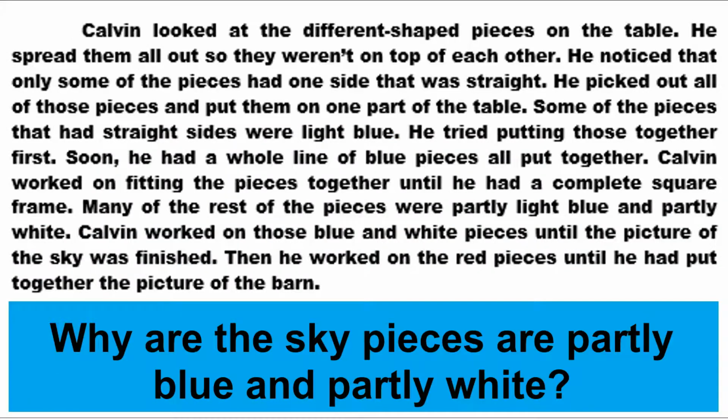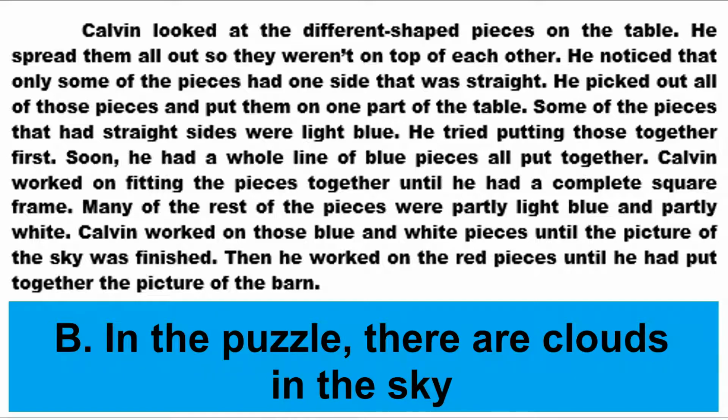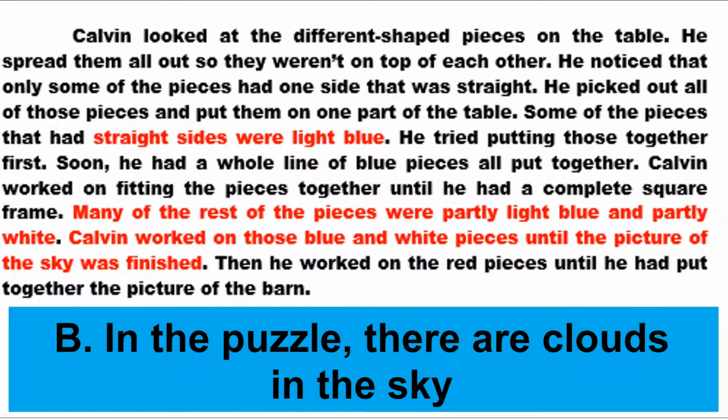Next, why are the sky pieces partly light blue and partly white? A. In the puzzle, it is nighttime. B. In the puzzle, there are clouds in the sky. C. In the puzzle, there is a barn. If you answered B, in the puzzle, there are clouds in the sky, you are again correct. The story doesn't say that there are clouds in the sky, but we know that when a light blue sky is partly white, it means that there are clouds in the sky.